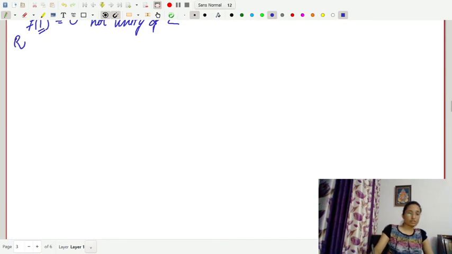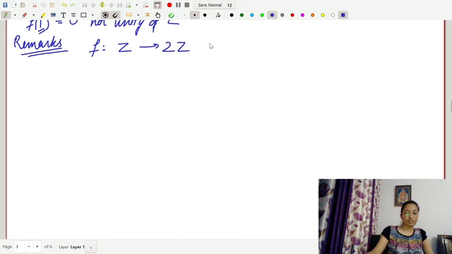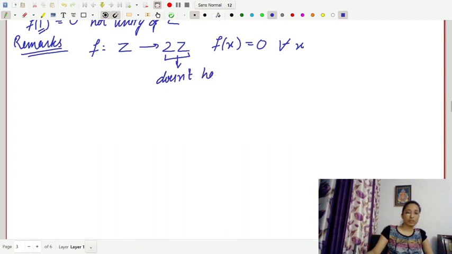Now remarks देखते हैं. If we take a map f from Z to set of even integers defined by f of x is equal to 0 for all x, then इस केस में 2Z के पास तो कोई यूनिटी होती ही नहीं, 2Z does not have unity, while Z has 1 as unity.